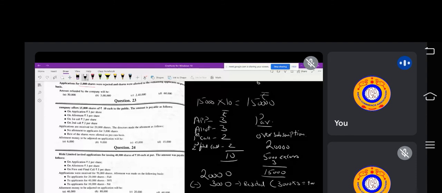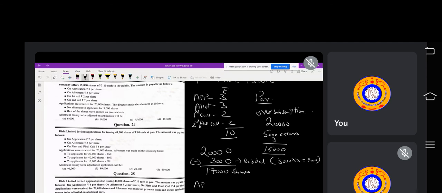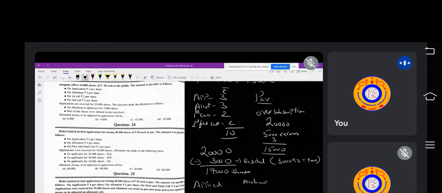Okay, what's next? The rest of the shares were allotted on a pro rata basis, which means out of 20,000, if I subtract this 3,000, I will be left with 17,000 shares. For these 17,000 shares, we are going to issue only 15,000 shares. So that is what we see as the pro rata basis. Applied versus allotment: I have applied for 17,000, but I will be allotted only 15,000 shares.